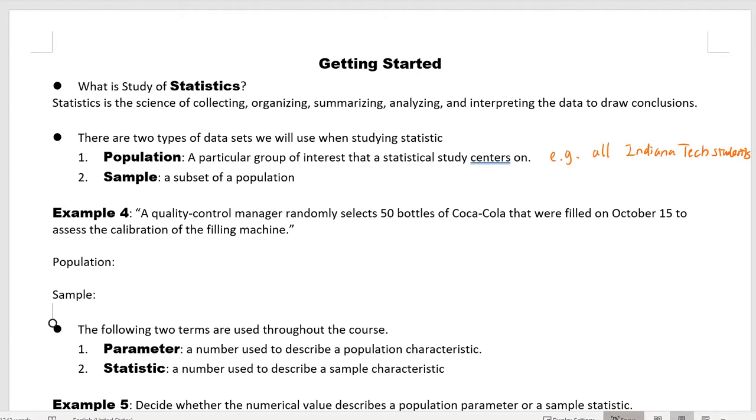Second, sample. Sample is a subset of a population. For example, students in our class.